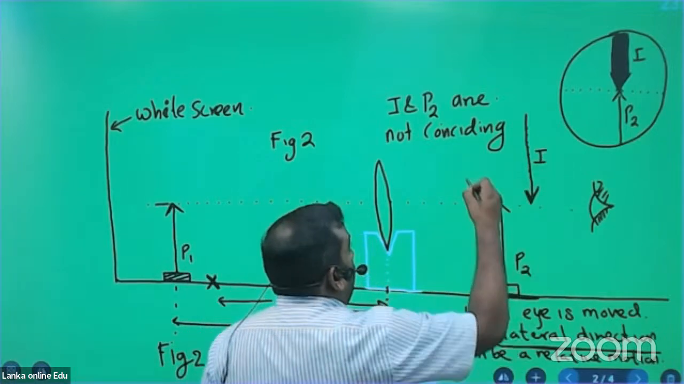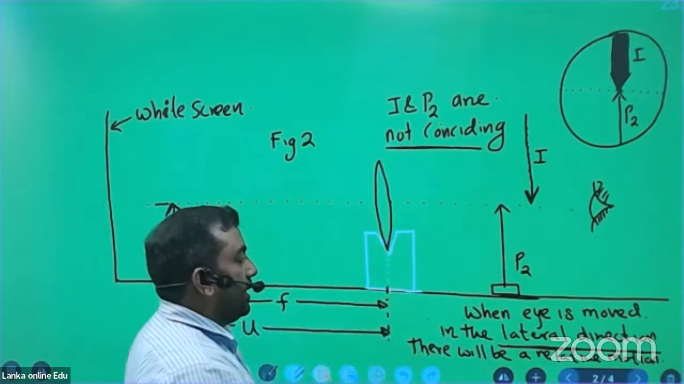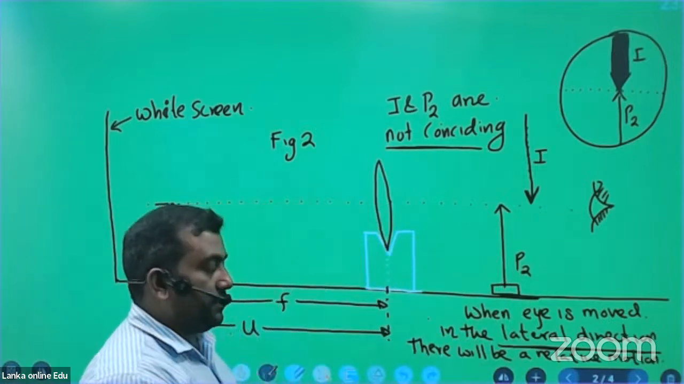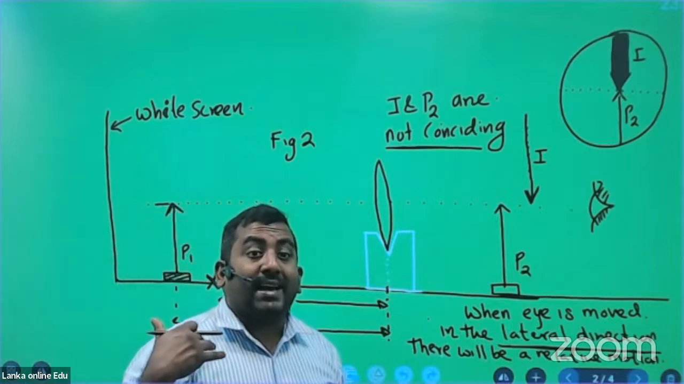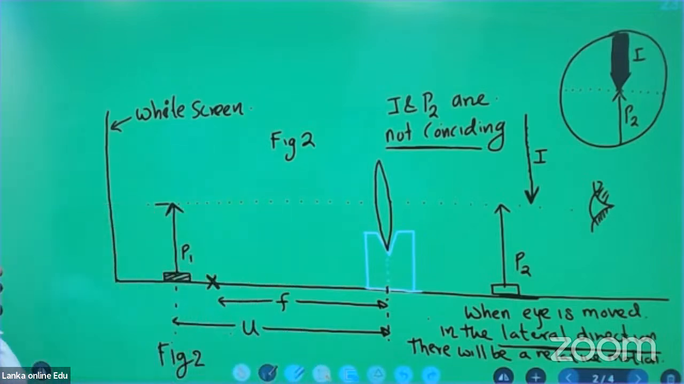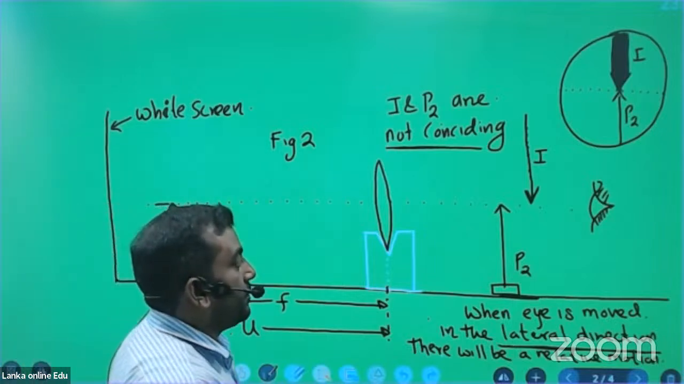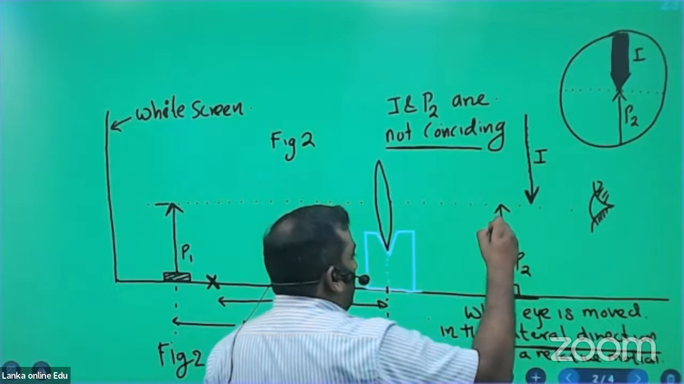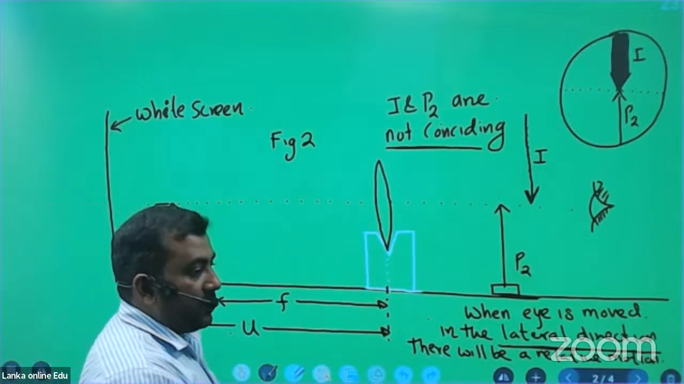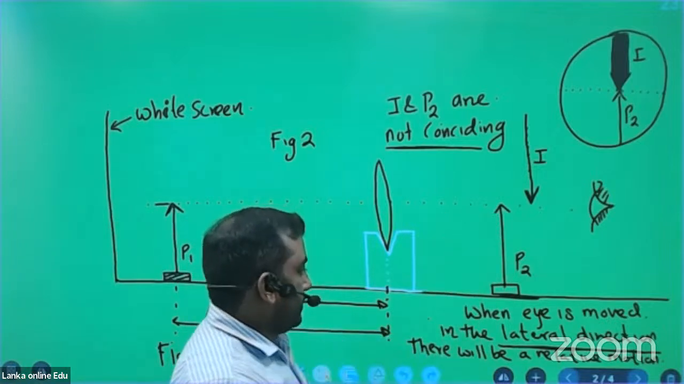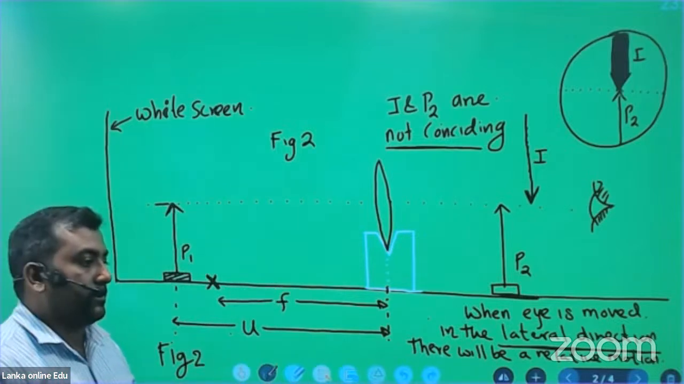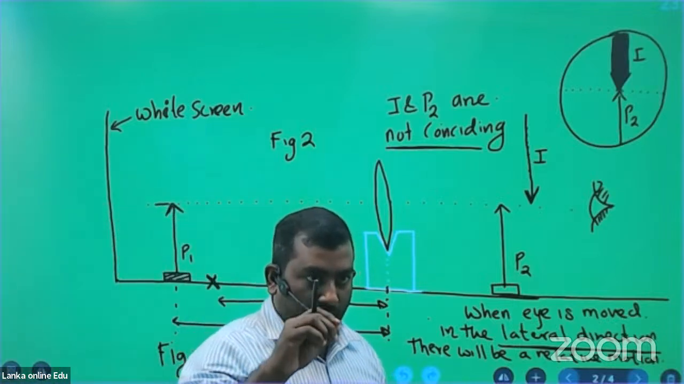If the image and P2 are not coinciding, there will be a relative motion between the image and pin P2. Full stop. Next point.